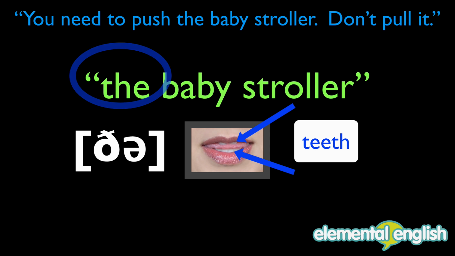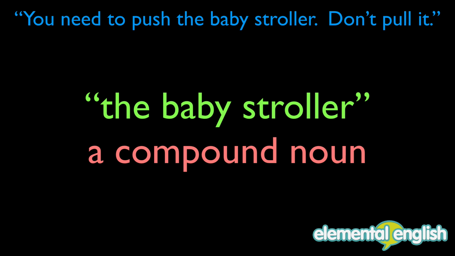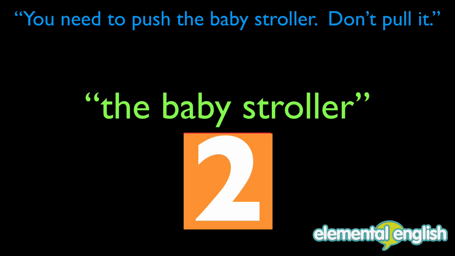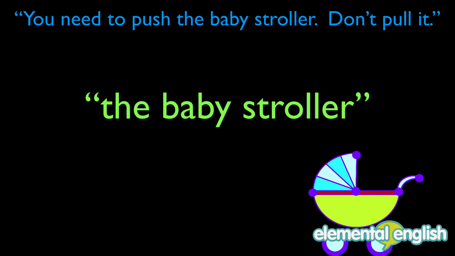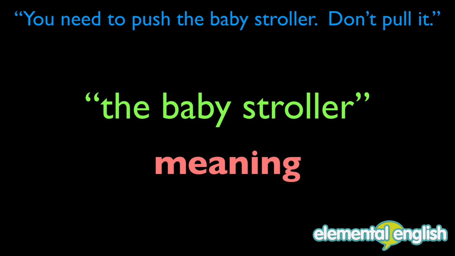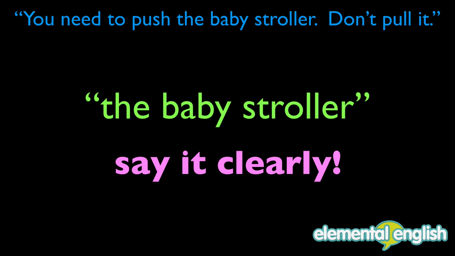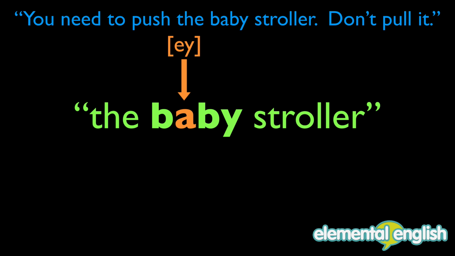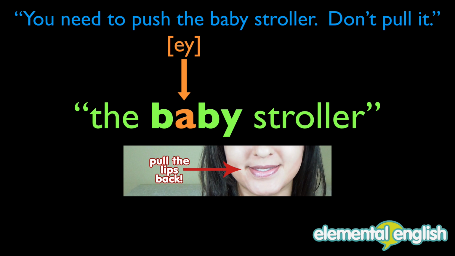The. Baby stroller is a compound noun, meaning that it's two words we put together to create a new word. We say compound nouns with the musical pattern of up-down. The compound noun baby stroller carries meaning in the sentence, so we will say it nice and clearly. Baby stroller. To pronounce that vowel sound in baby, be sure to pull your lips back so that you can include the y sound in a. Baby.